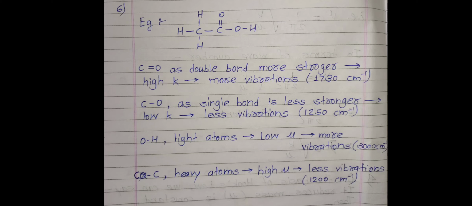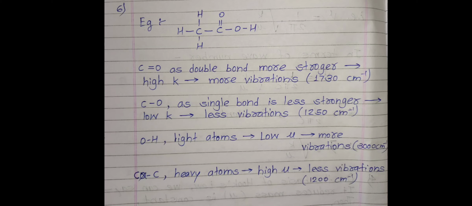Why? C=O, the C double bond O, will be more stronger, a stronger bond, and a more stronger bond means a high K value. High K value means force constant is high, then we get more absorption. More stronger bond, high K value, and we obtain more vibrations, and its C=O IR range is 1730 centimeter inverse.